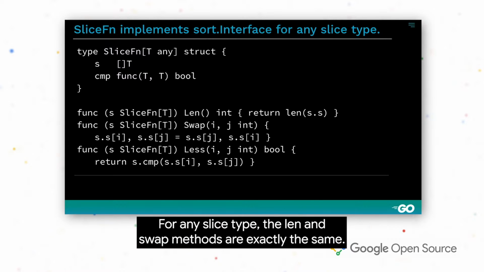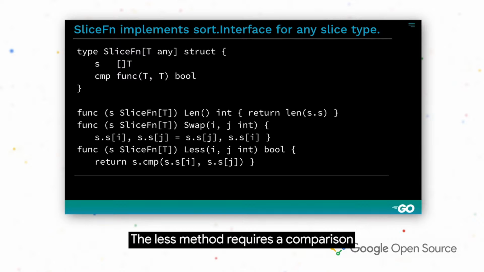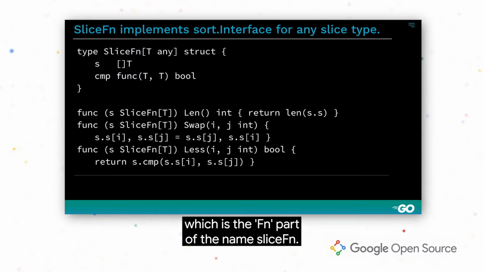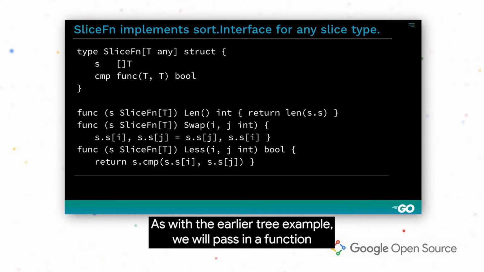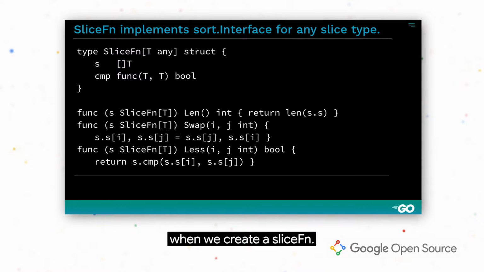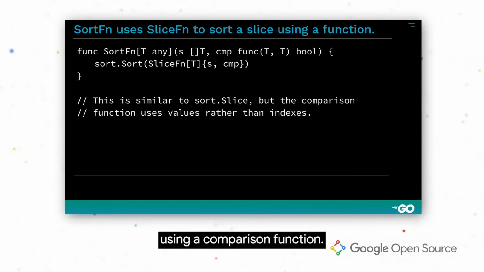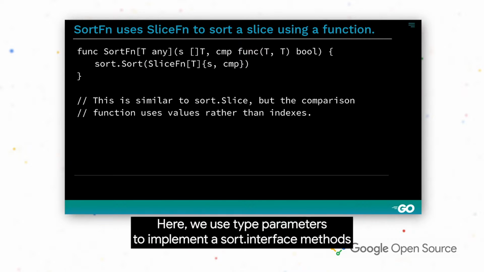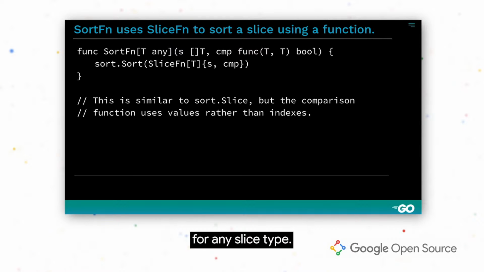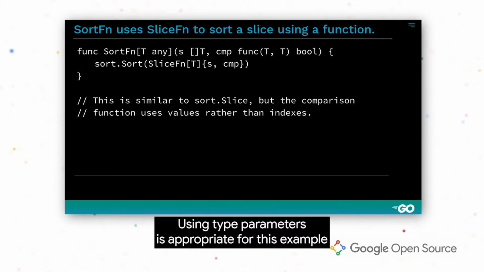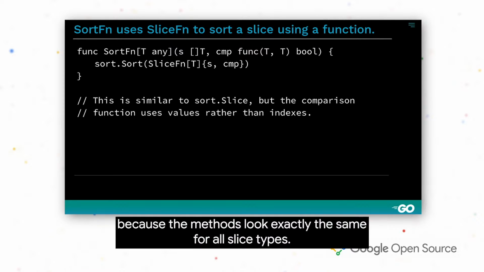For any slice type, the Len and Swap methods are exactly the same. The Less method requires a comparison, which is the Fn part of the name SliceFn. As with the earlier tree example, we will pass in a function when we create a SliceFn. This code shows how SliceFn is used to sort any slice using a comparison function. Here, we use type parameters to implement the sort.Interface methods for any slice type. Using type parameters is appropriate for this example because the methods look exactly the same for all slice types.